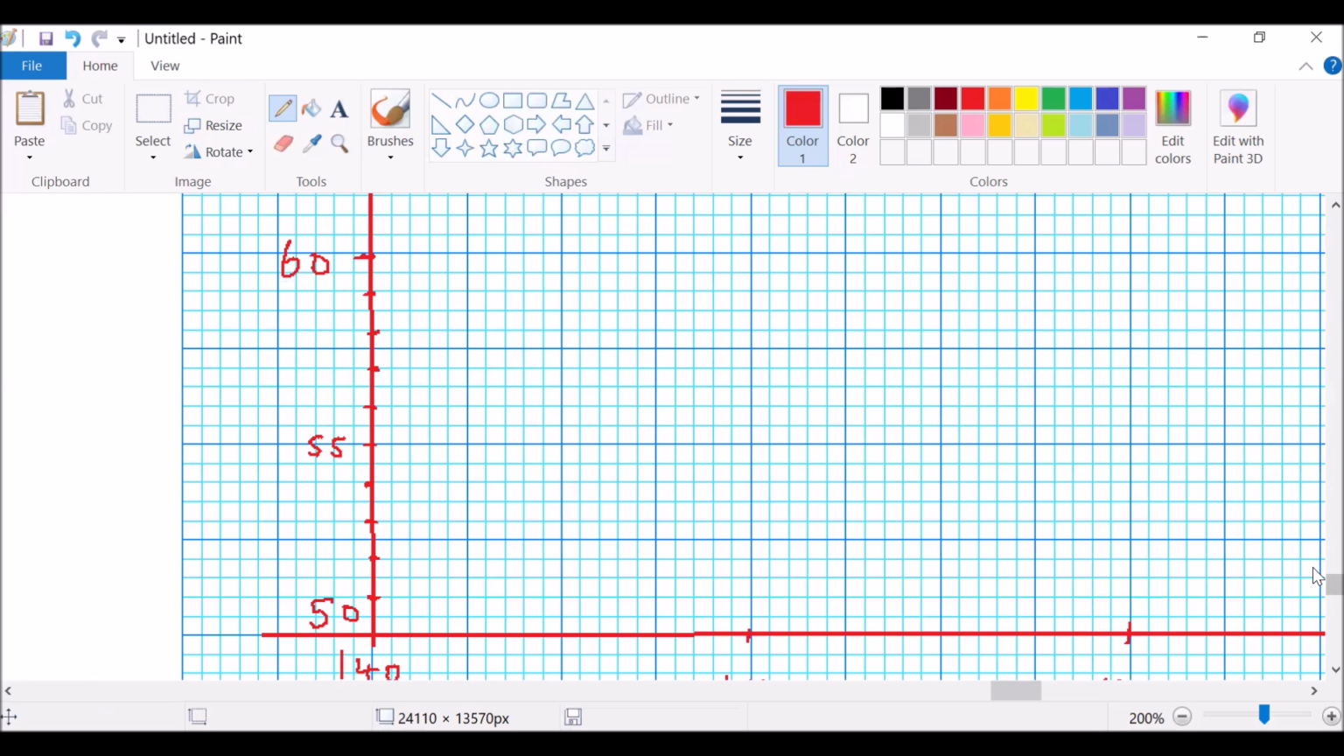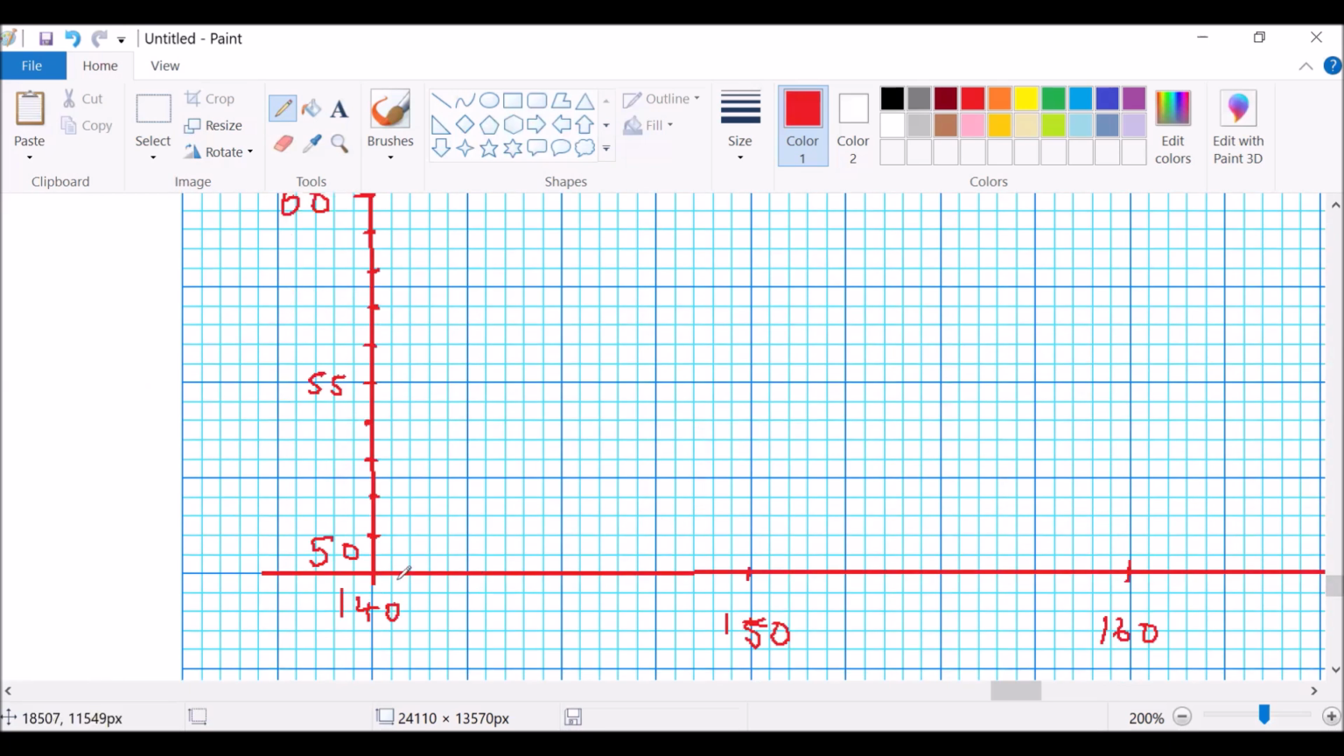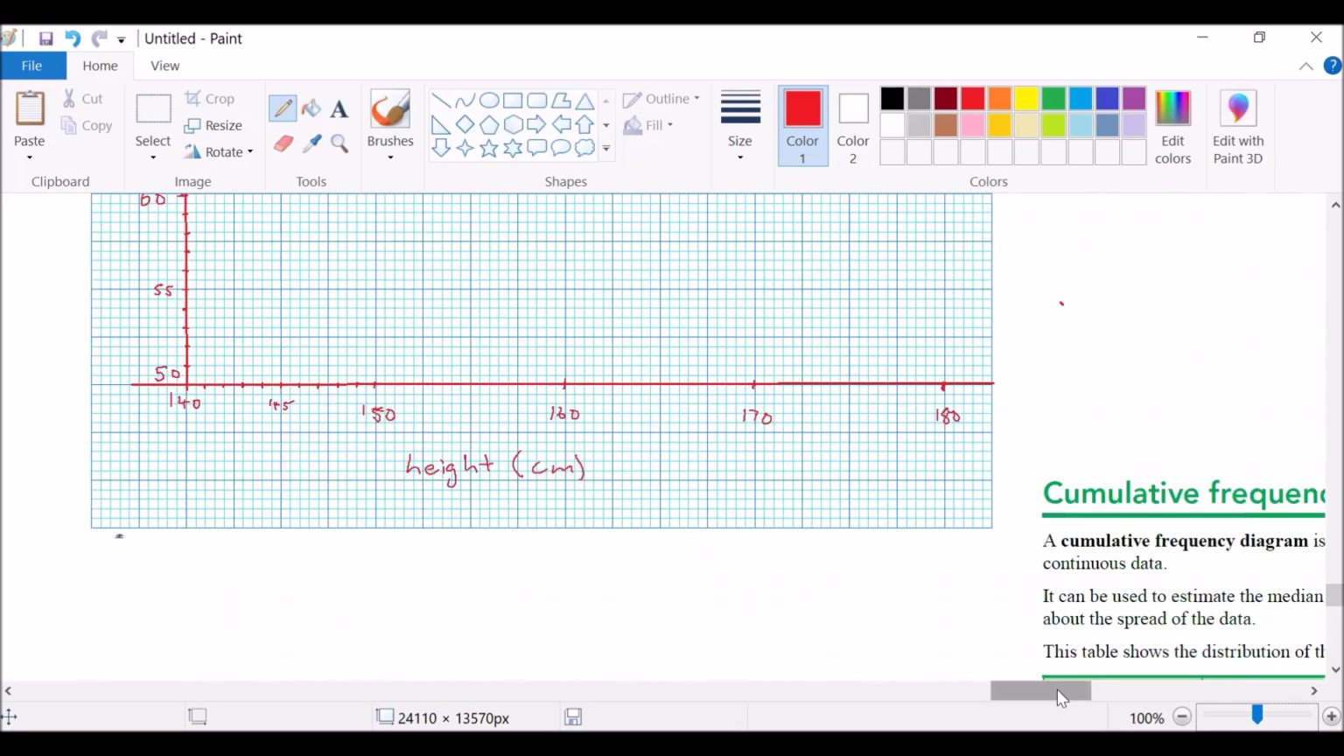Also on our x-axis, two squares are representing 1 unit. If this is 140, this is 141, 142, 143, 144, 145, 146, 147, 148, 149, 150. So two squares are representing 1 unit.